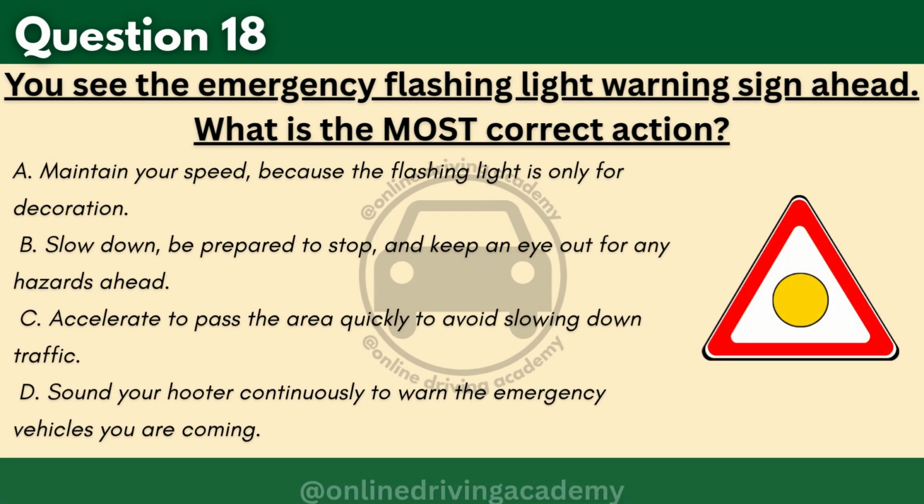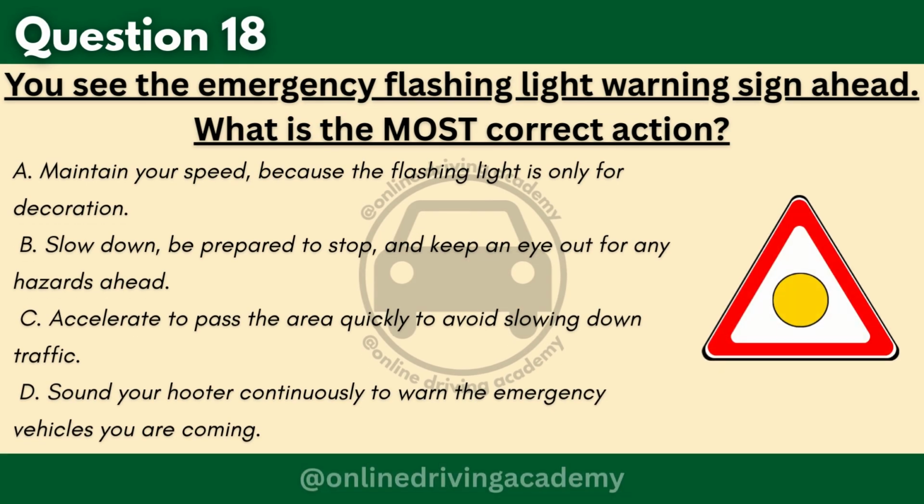You see the emergency flashing light warning sign ahead. What is the most correct action? Is it option A, maintain your speed because the flashing light is only for decoration? Is it option B, slow down, be prepared to stop and keep an eye out for any hazards ahead? Is it option C, accelerate to pass the area quickly to avoid slowing down traffic?